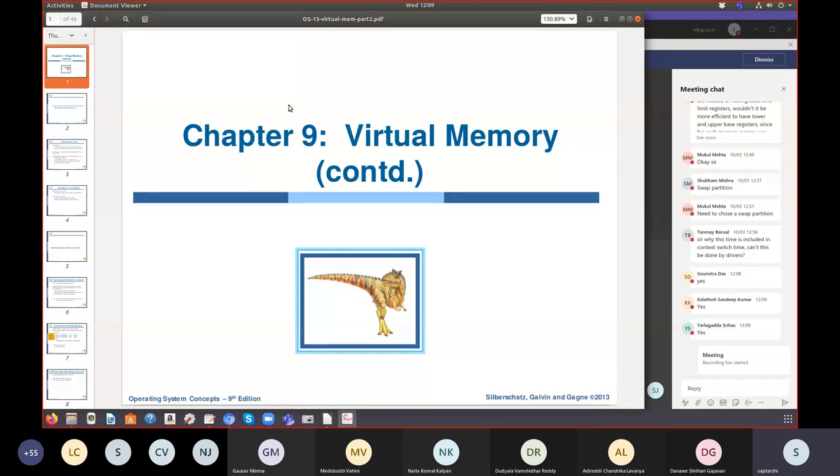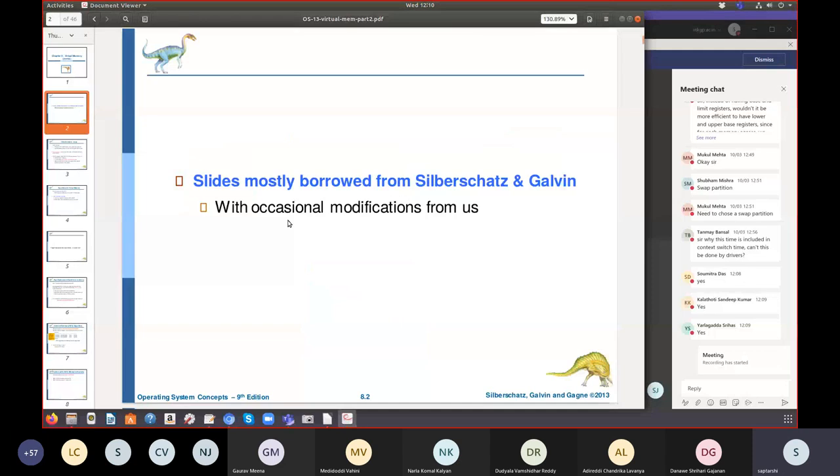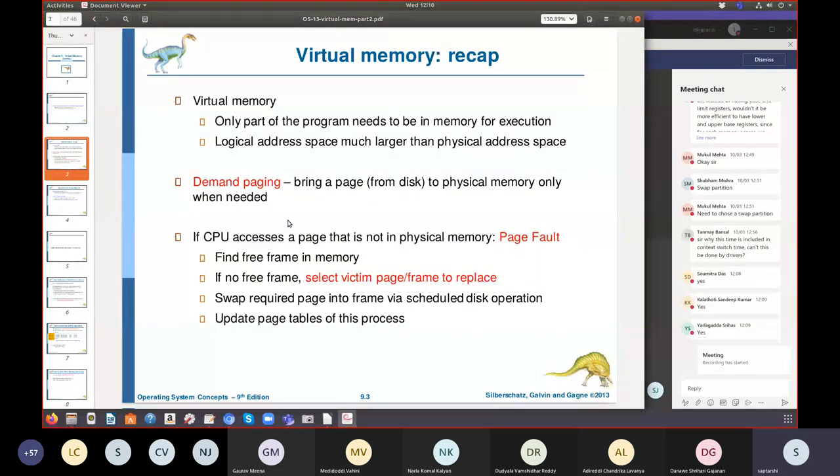Continue our discussion on virtual memory. Let's start with maybe a 2-minute recap. So we understand that in virtual memory, the key idea is this: only a part of the program needs to be in memory for execution, as and when new parts are needed.